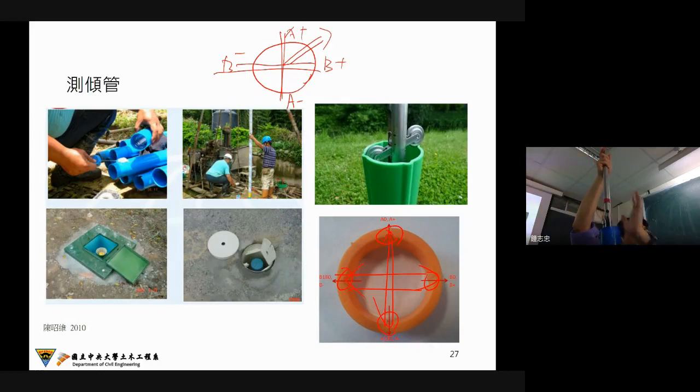Because if there is no error from this system, the difference between the readings from these two measurements should be zero. Right? So we can check the system error if the difference is not zero. And I will also measure this direction again for the horizontal and the inverse one to check the system again. And what does this kind of measurement help us with?